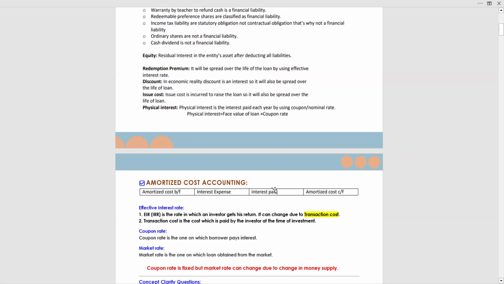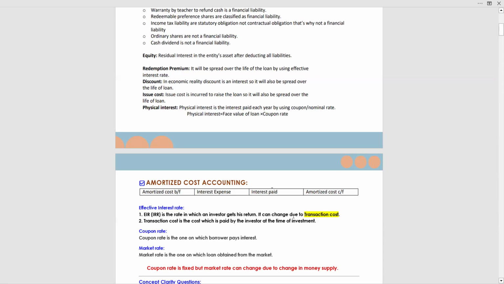This one, coupon rate, interest paid equal to closing balance. Now, effective interest rate. What is an effective interest rate? Effective interest rate or IRR. You have read IRR in your F9 exam. EIR, effective interest rate slash IRR, is the rate on which an investor, those who are providing the funds to the entity, gets his return.